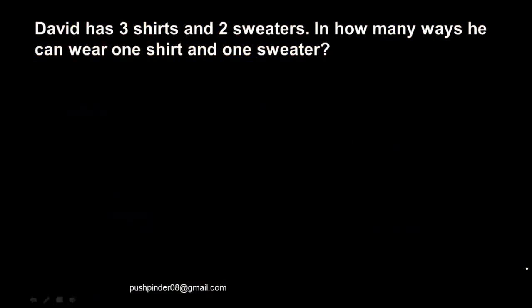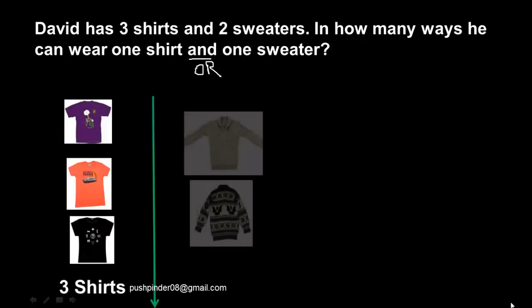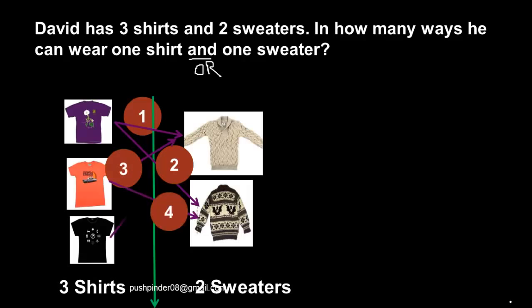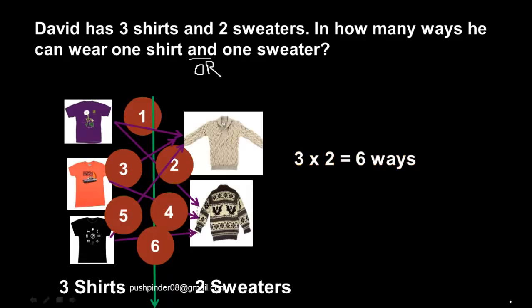What if I twist the question a little bit? David has 3 shirts and 2 sweaters, and in how many ways can he wear 1 shirt and 1 sweater? So instead of an or, I've placed an and. He has to wear 1 shirt and 1 sweater. So how many ways are there? With this shirt he can wear these 2 sweaters, so 2 ways with 1 shirt, and with this shirt as well, again 2 sweaters, and this shirt as well, again 2 sweaters. So the number of ways he can wear 1 shirt and 1 sweater is 3 into 2, that is 6 ways. This is simple basic stuff.